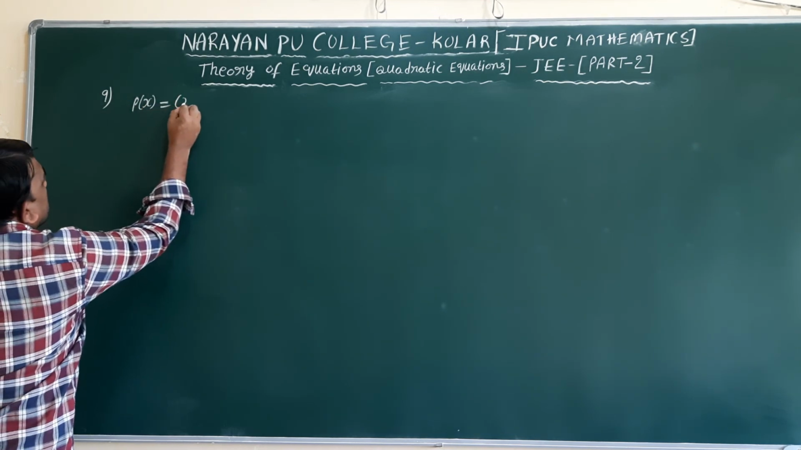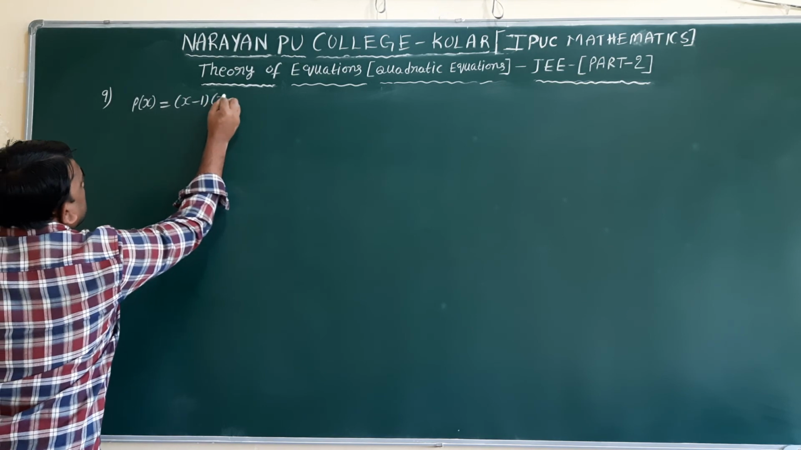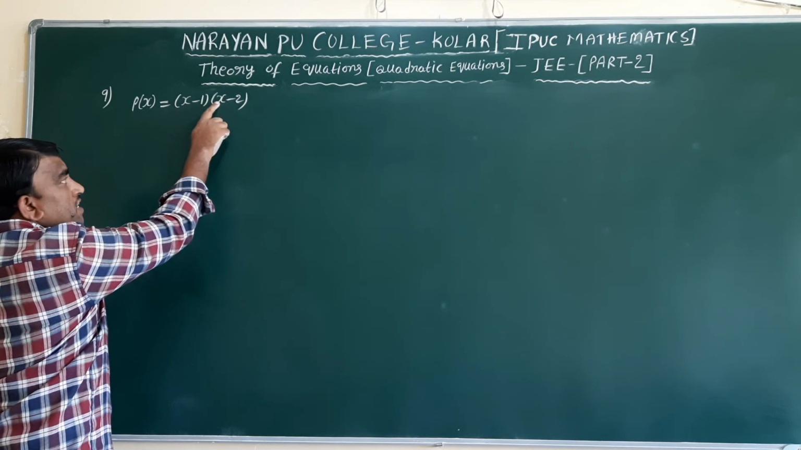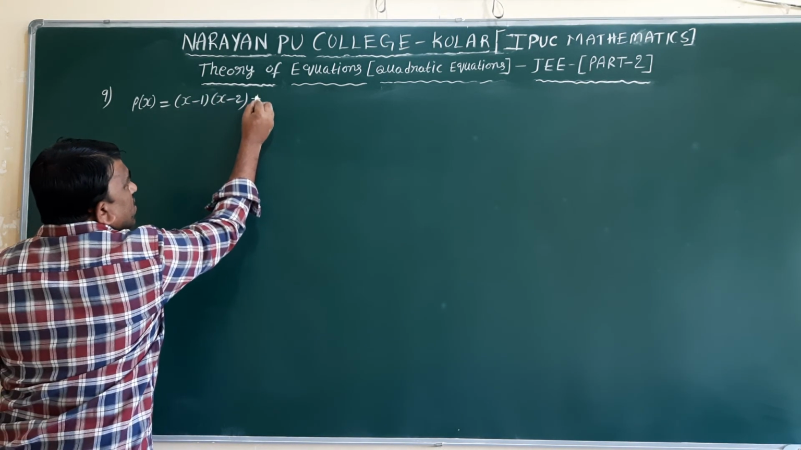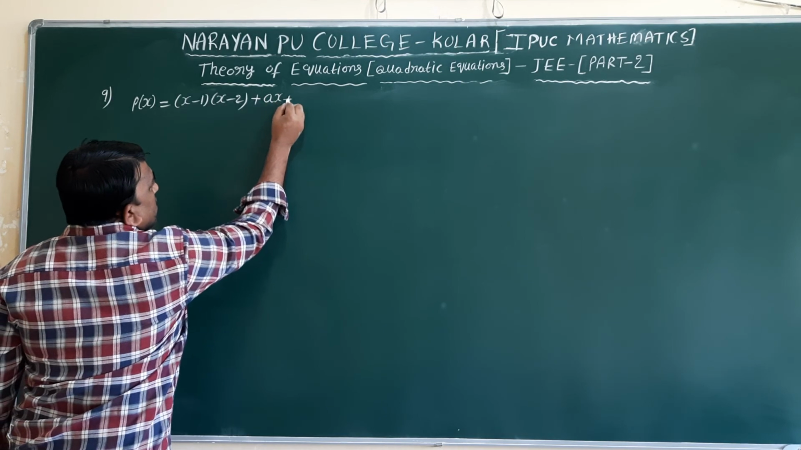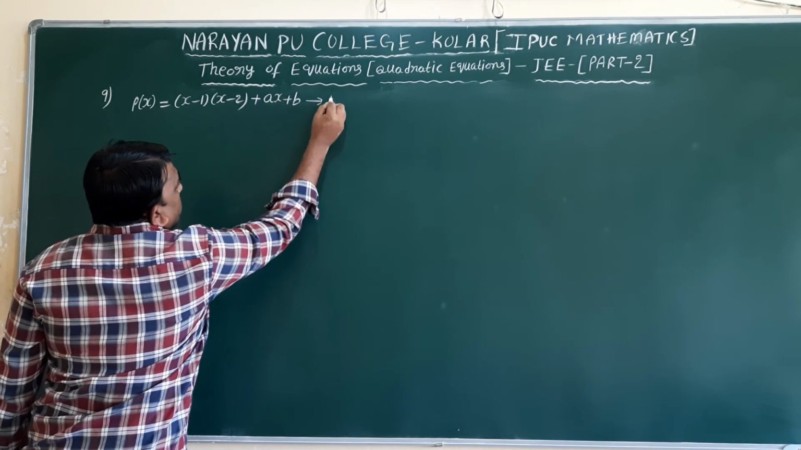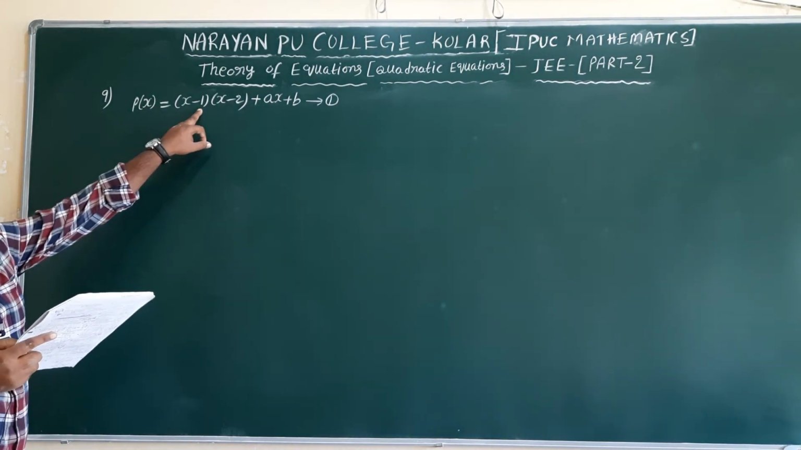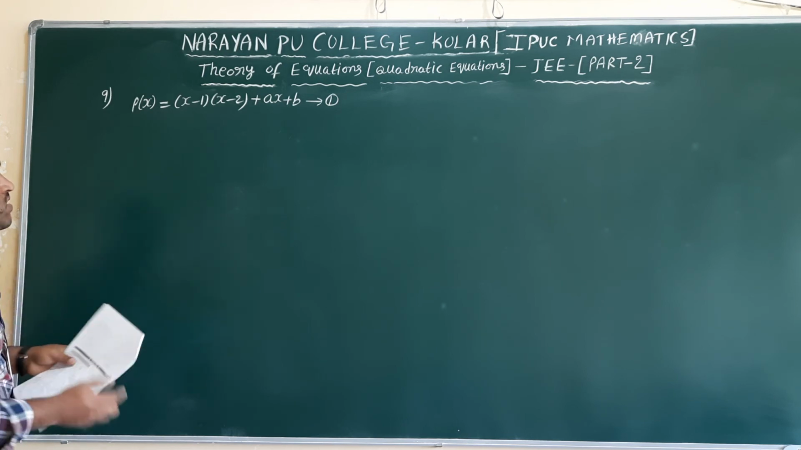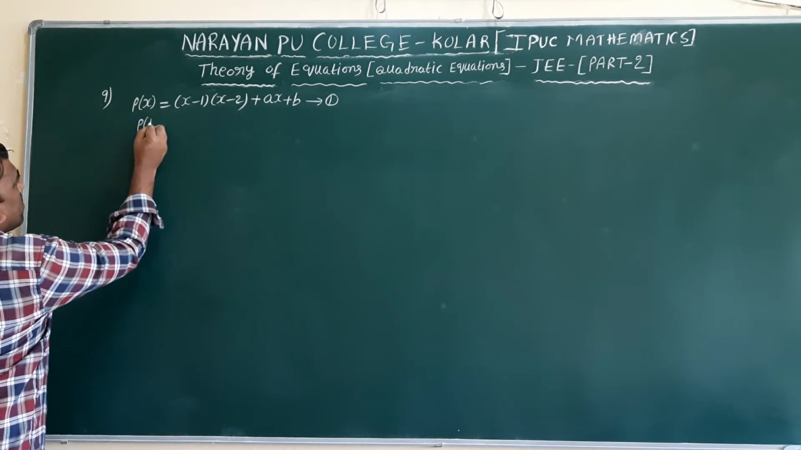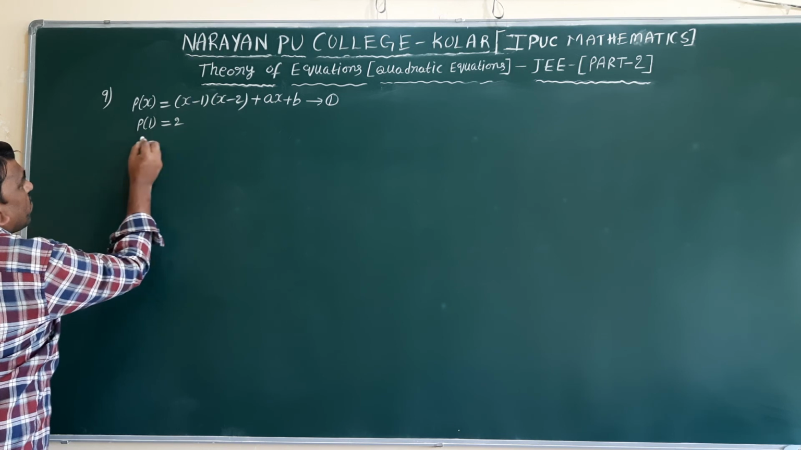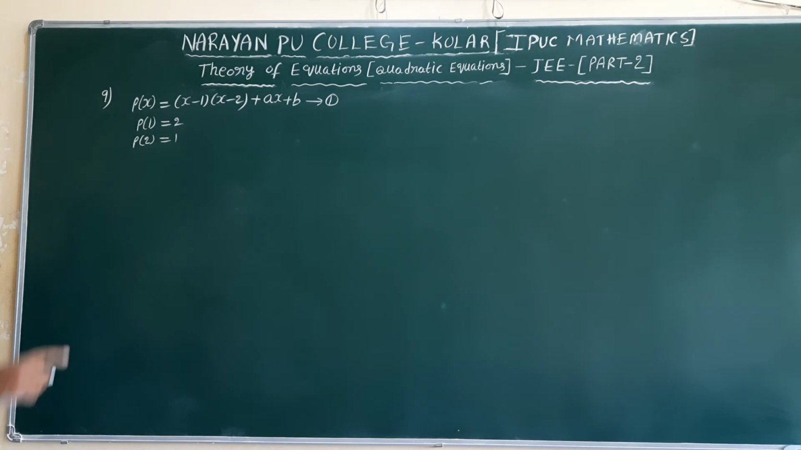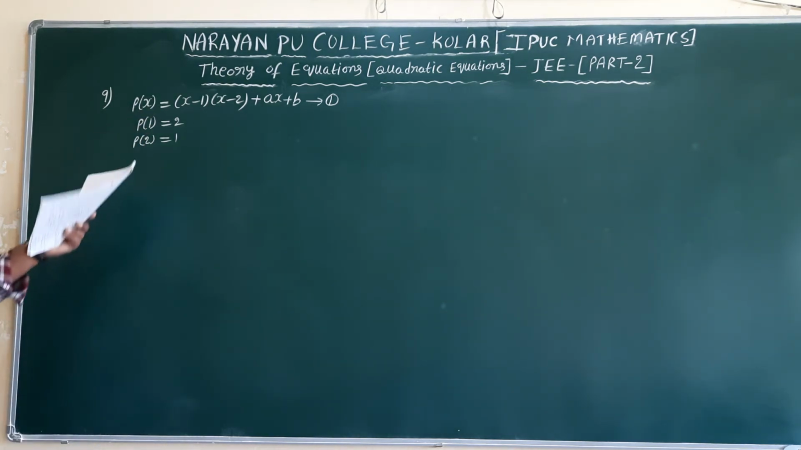Its factors are x minus 1, x minus 2, as given. So if you multiply these two, you get a quadratic; the remaining part is a linear function that we don't know. The linear function you can take as ax plus b, that is equation 1. But they have given that when it is divided by x minus 1, the remainder is 2, which means p of 1 is 2. When divided by x minus 2, the remainder is 1, that is given. Then what is the resulting remaining factor?